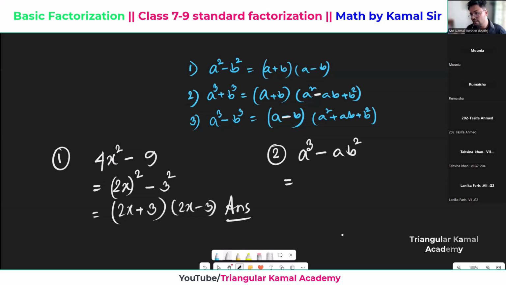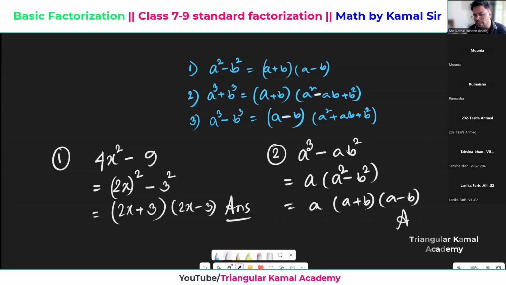So, taking common, a cube minus a b square. Which factor do we have to take common? A is common here. So now a times (a square minus b square). Now we have to apply here the formula (a plus b) and (a minus b). So there are total three factors.